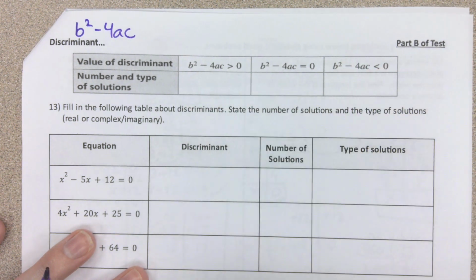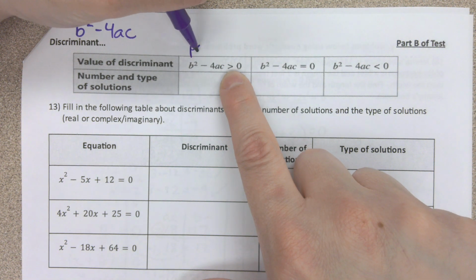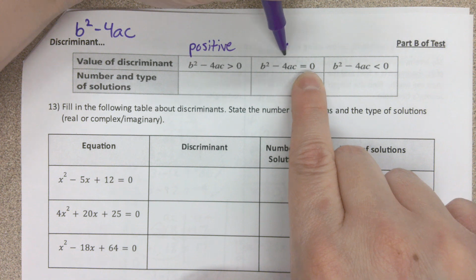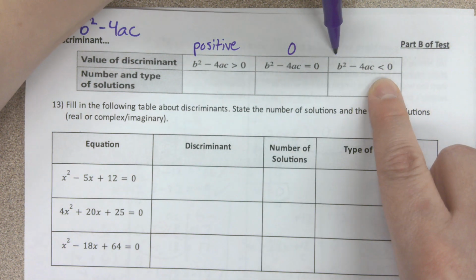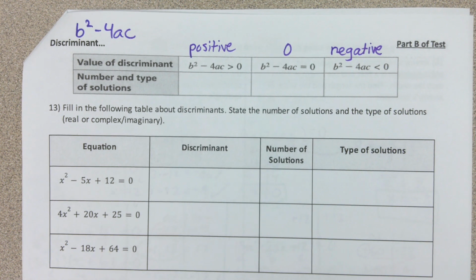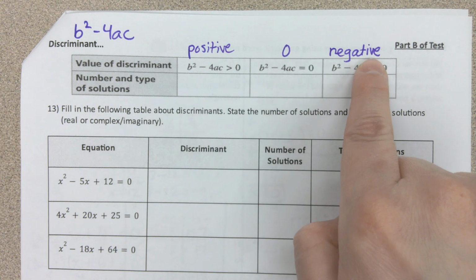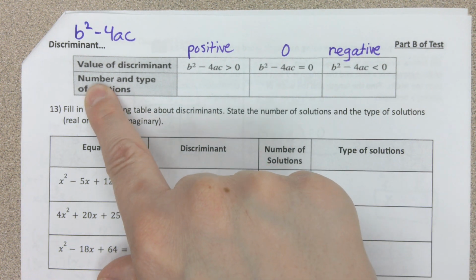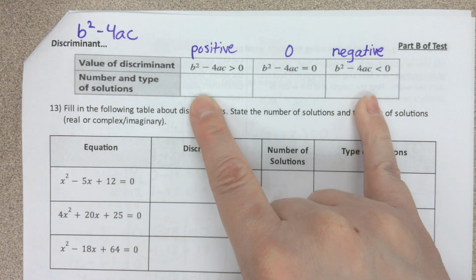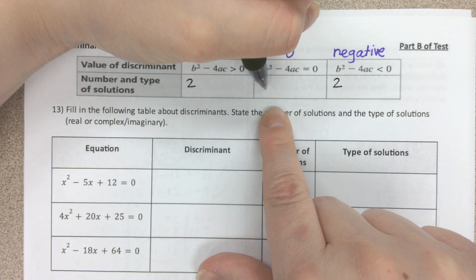So our 3 categories. If it's bigger than 0, that means it's positive. If it's equal to 0, so 0, or less than 0, negative. So we talked about these in class. Based on what type of number you get, that's going to tell you how many solutions and the type of solutions. So positive and negative, they both give you 2 solutions. 0 will give you 1 solution.